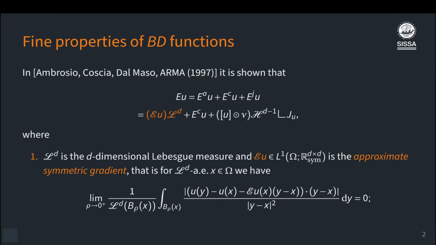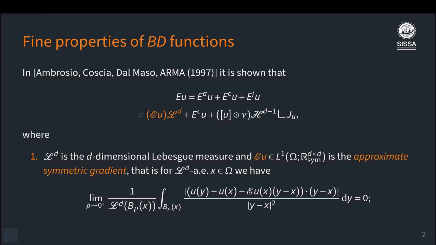But then what they also do in the work is they characterize what each one of these pieces is. For the absolutely continuous part, they compute what the Radon-Nikodym derivative of this measure with respect to Lebesgue measure is, and it's the approximate symmetric gradient, which essentially is telling you in a measure theoretical sense that this is the classic symmetric part of the gradient.